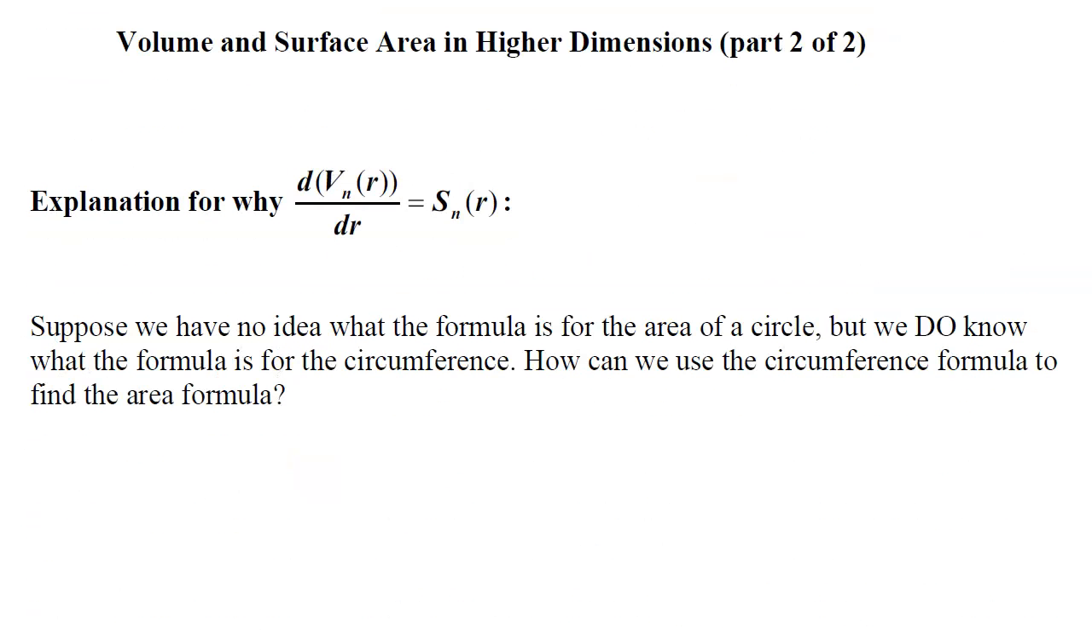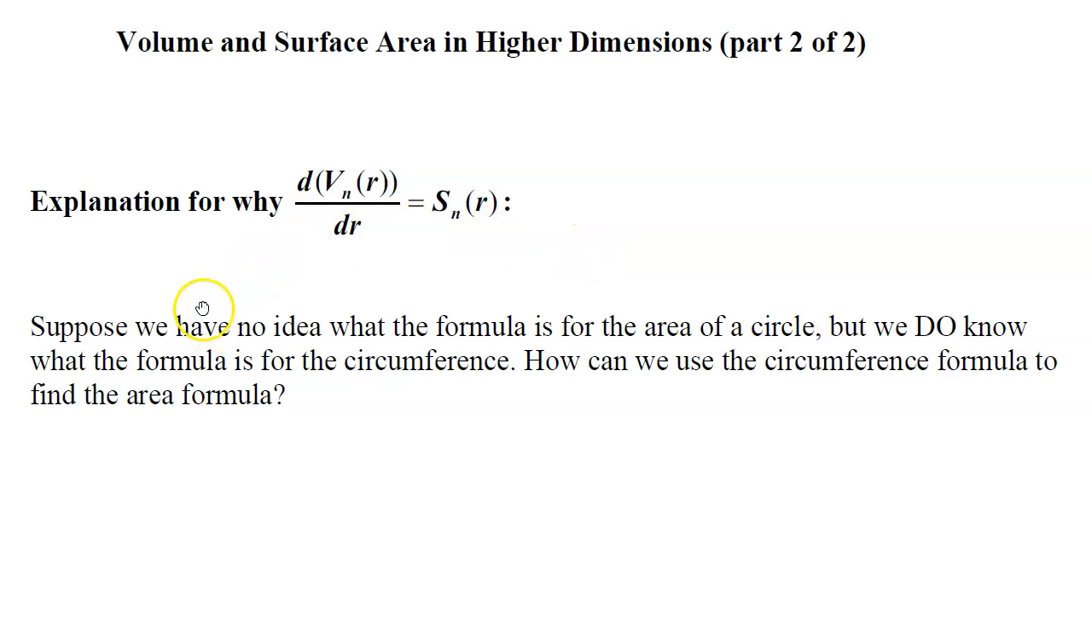Notice that I'm using v sub n of r to denote the formula for the volume of a ball of radius r when we're in n-dimensional space, and s sub n of r is the surface area of that ball. And so the question is, why does the derivative of the formula for the volume give you the surface area formula?